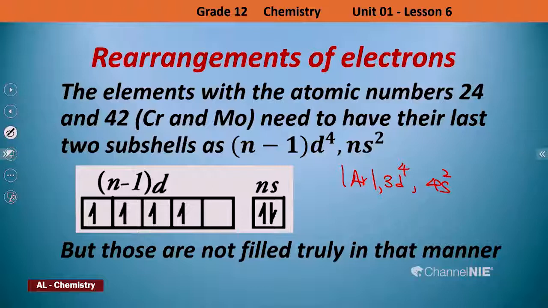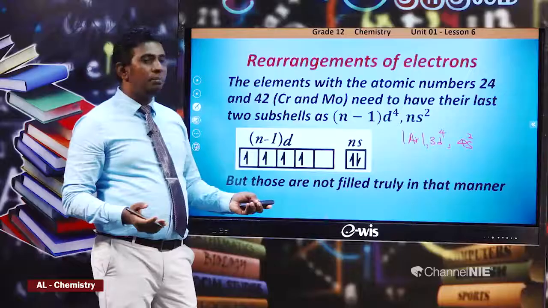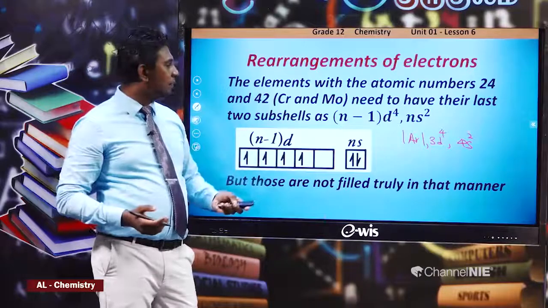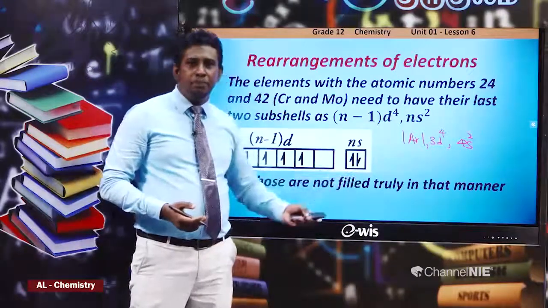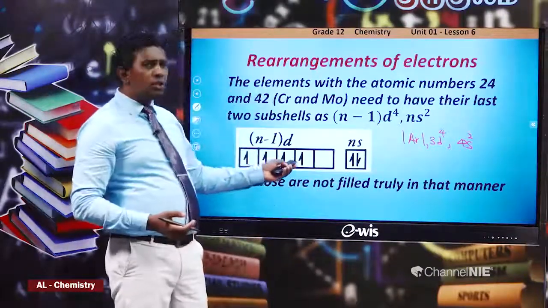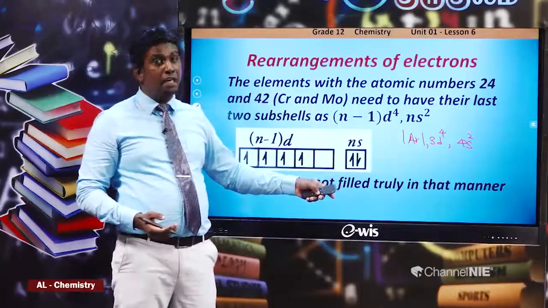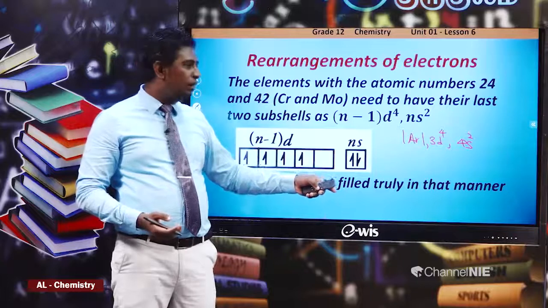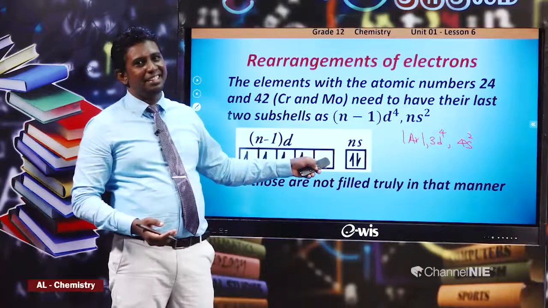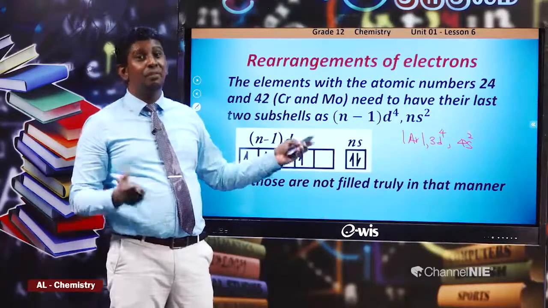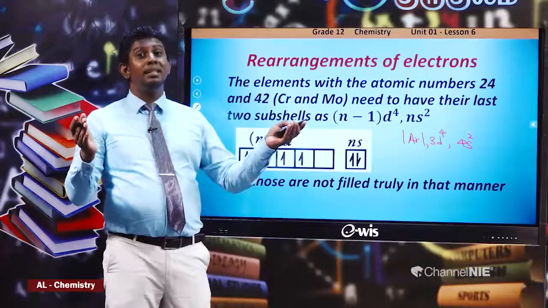4s has 1 atomic orbital. 3d has 5 atomic orbitals. Out of them, 4 are half filled according to the Aufbau principle. Then 4s is fully filled. But it's not a whole subshell being half filled. But if we could make this 3d subshell half filled, we could make it stable.